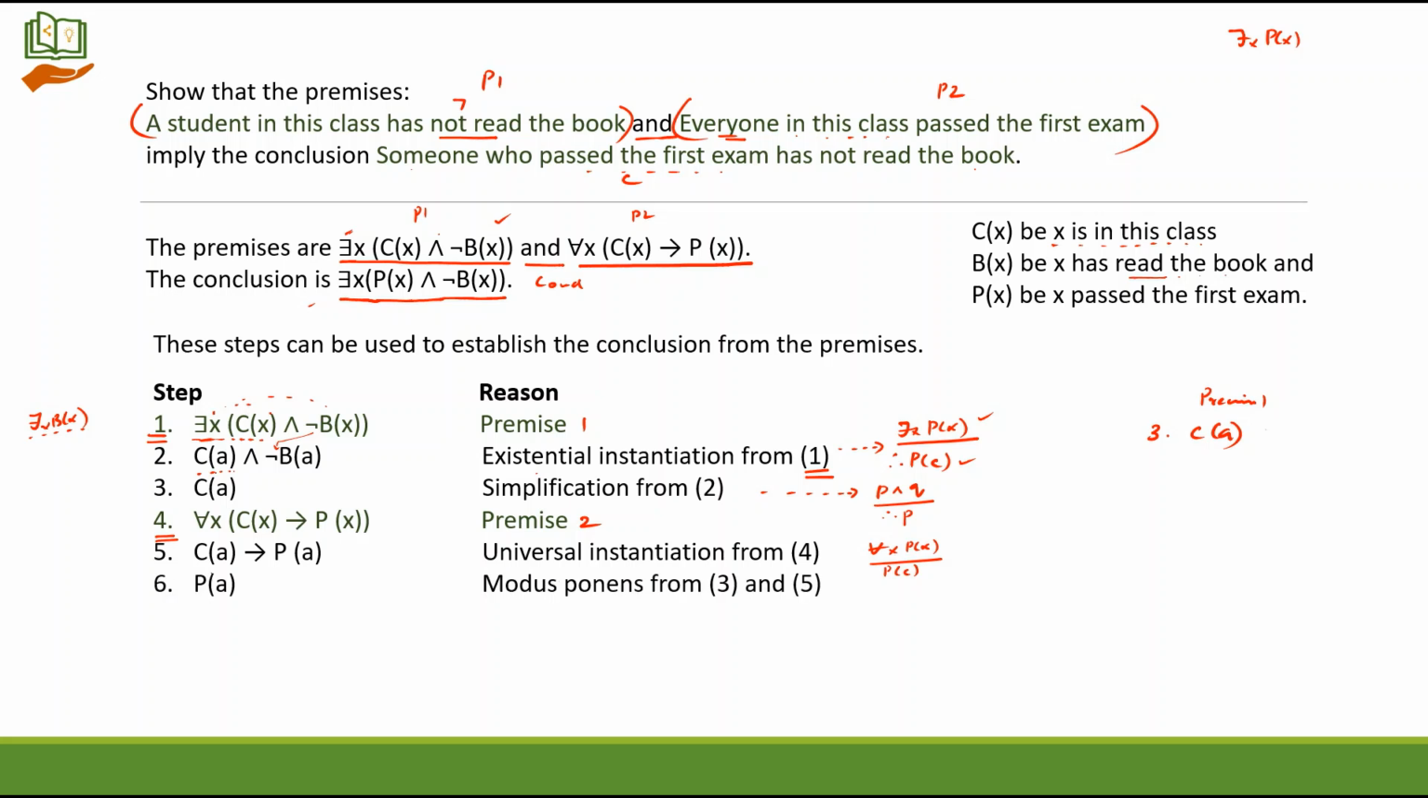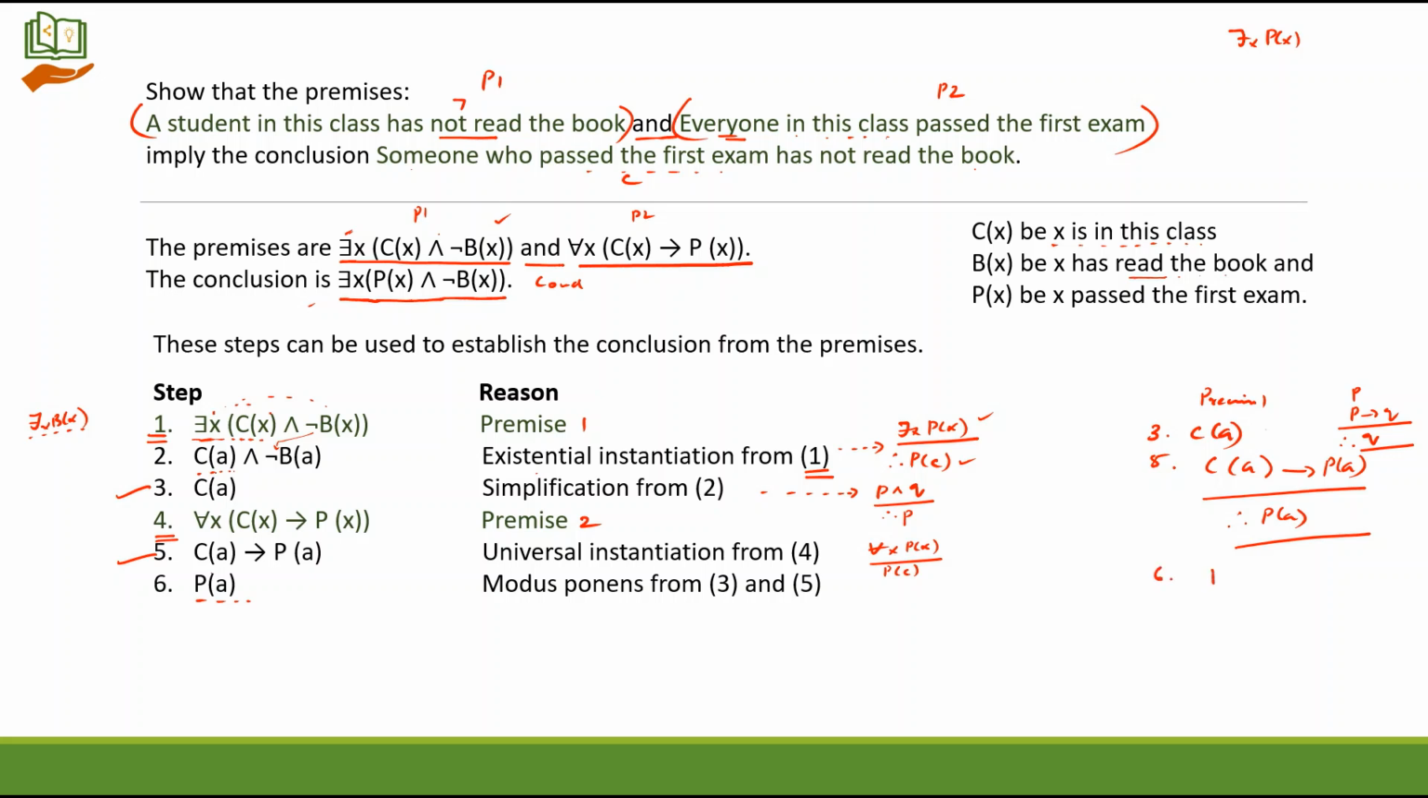They are asking us to apply Modus Ponens from 3 and 5. This is step 3. What is step 5? It is C of A, P of A. Now apply Modus Ponens. This is similar to P implies Q. What will we get here? We will get Q only in conclusion. So from this we can conclude it is P of A. So applying Modus Ponens on step 3 and step 5, we conclude it to be P of A.